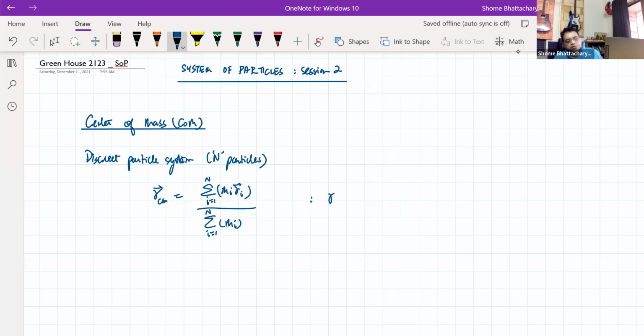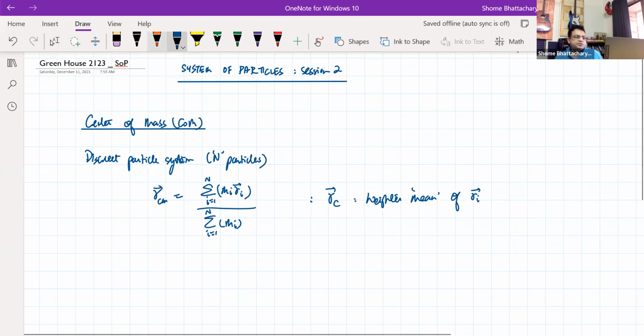So in other words, the position of the center of mass is the weighted mean of Ri, that is, the individual positions of the particles.